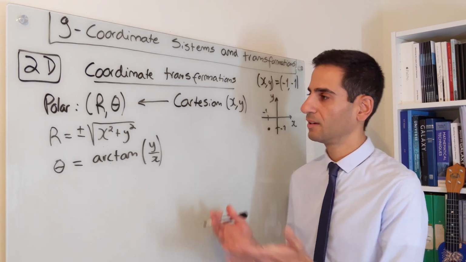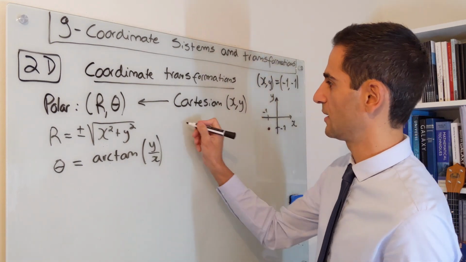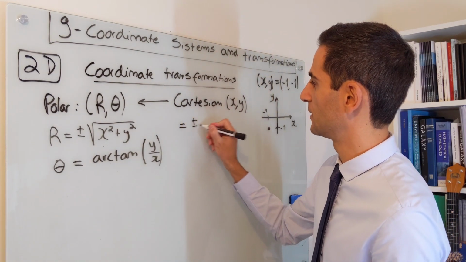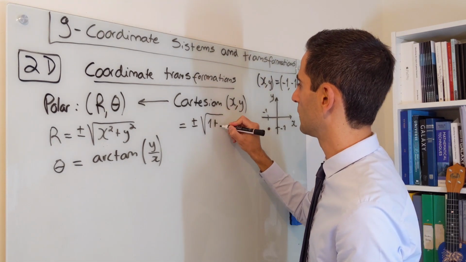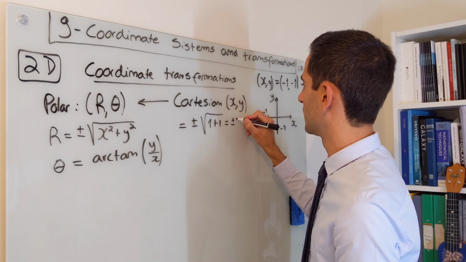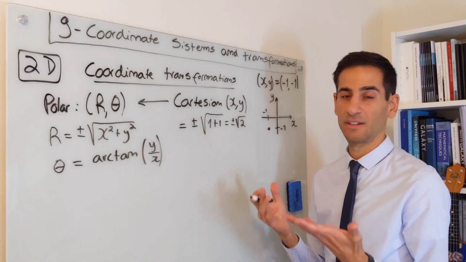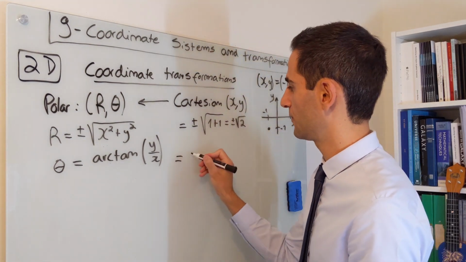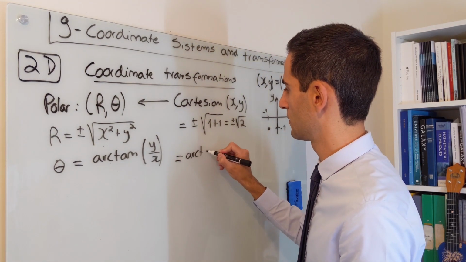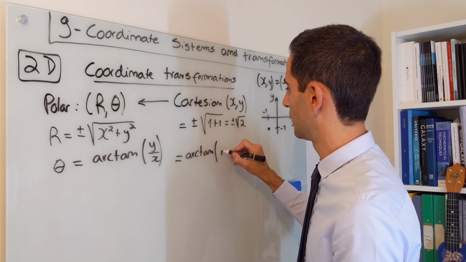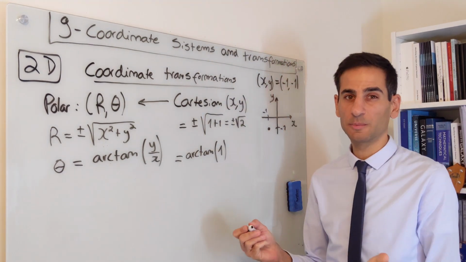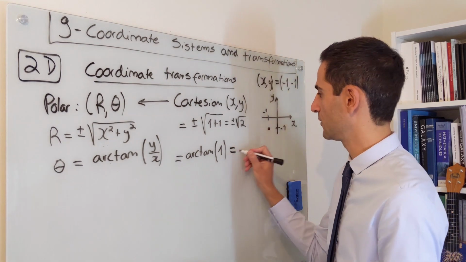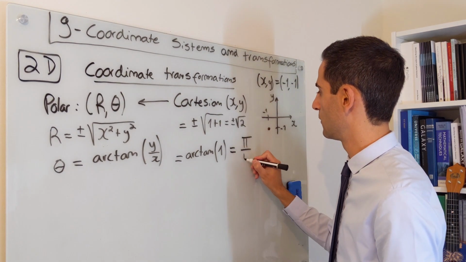All you have to do then is process these. In this case, we'll have a look and we see that we'll have plus or minus 1 plus 1. That's plus or minus square root of 2. And for theta, we have arctan of 1 because it's minus 1 over minus 1. And there are multiple solutions for this, but one solution is pi over 4.